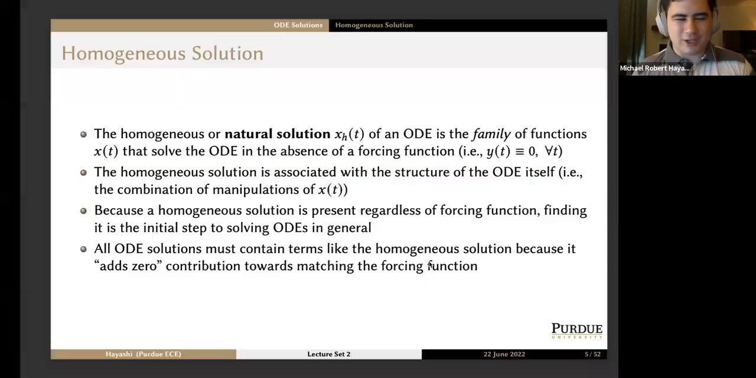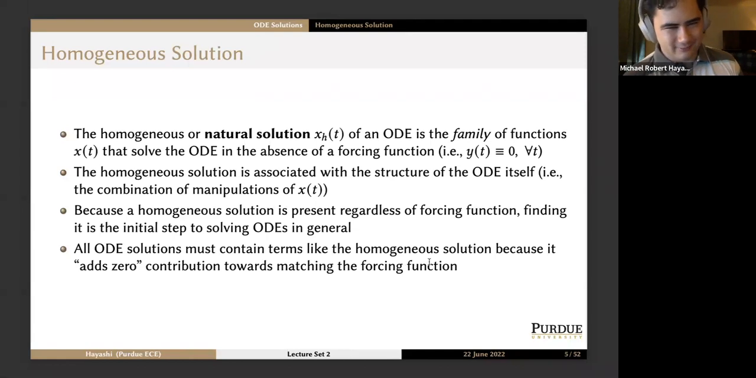I know I definitely wrestled with this idea when I was taking differential equations. But when you think of it as just adding 0, it's like, oh yeah, adding 0 is an identity type operation. It doesn't change your contributions towards building up y of t.